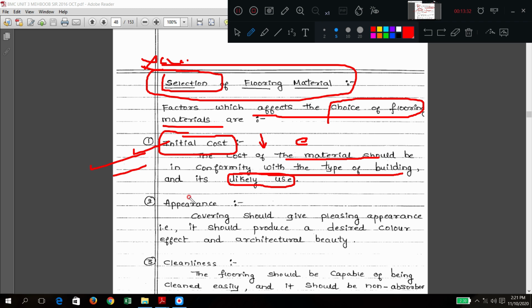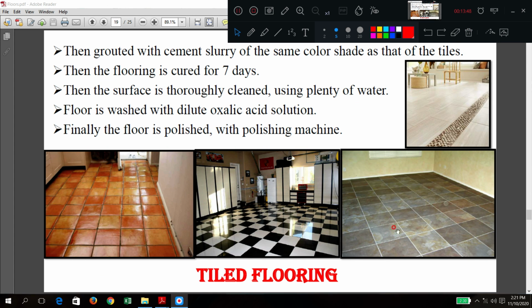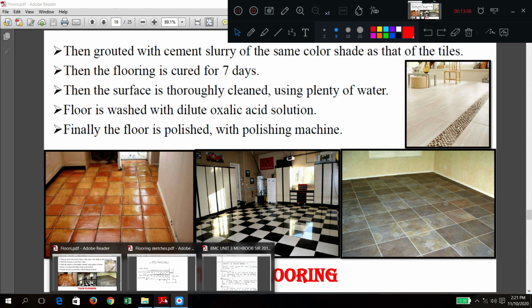Next, appearance: how it should appear? It should give a pleasing appearance or desired color effect. Whenever you see a typical flooring, it should give a good look or pleasing appearance. When you see this building or room, you see these tiles or floors, it should give you a pleasing appearance, very easy on the eye.